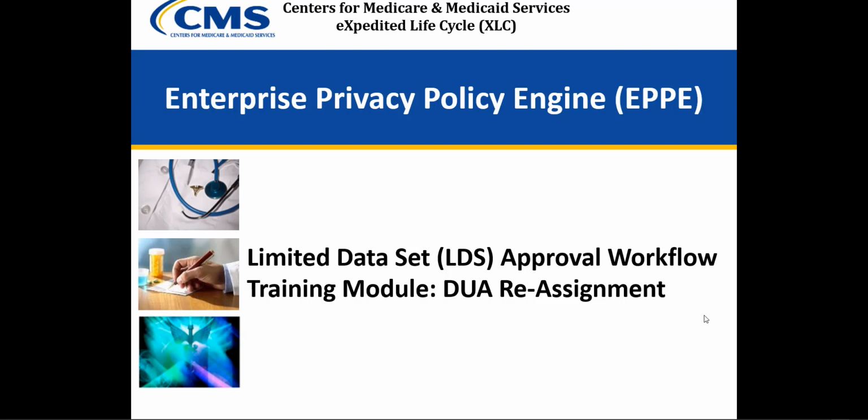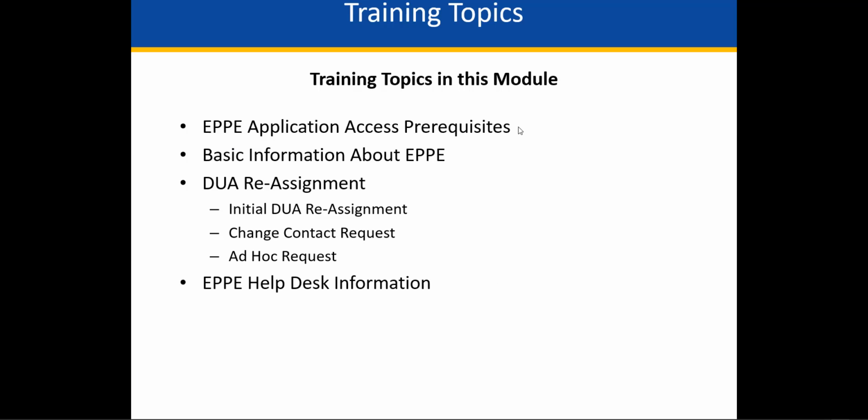In this training module, we will be reviewing the following topics: EPI Application Access Prerequisites, basic information about EPI, DOA reassignment, which includes initial DOA reassignment, change contact request, and ad hoc request, and lastly, EPI Help Desk information.